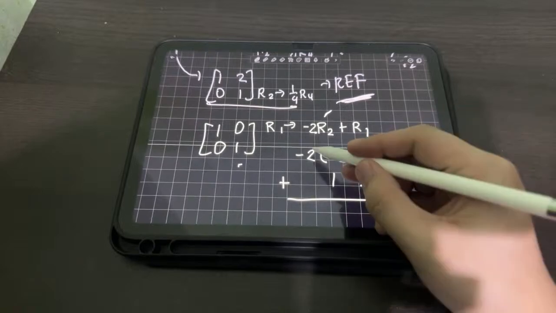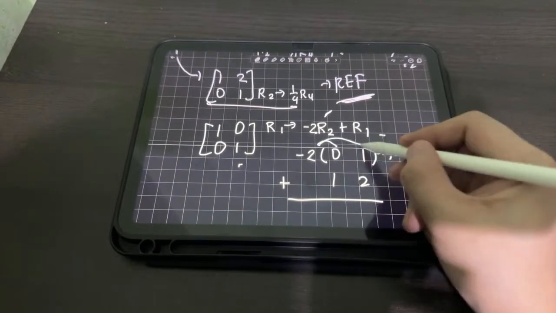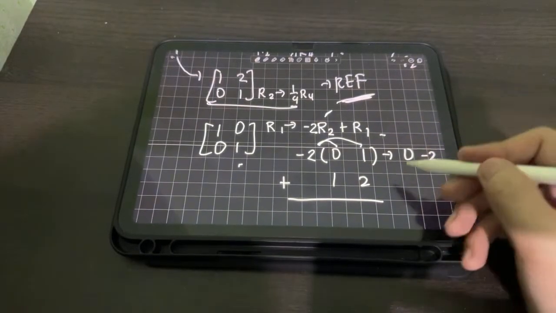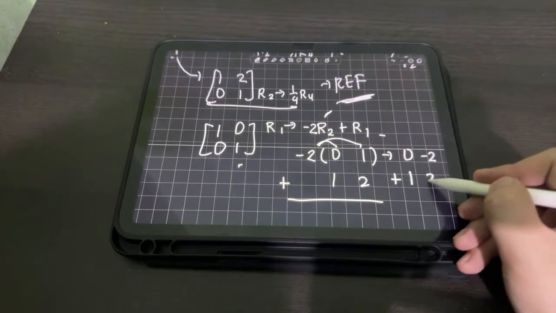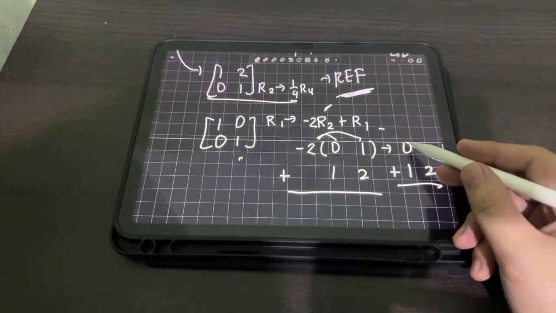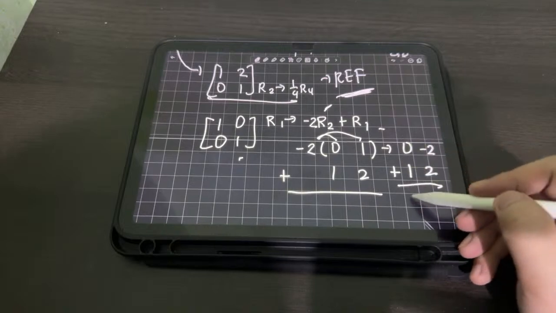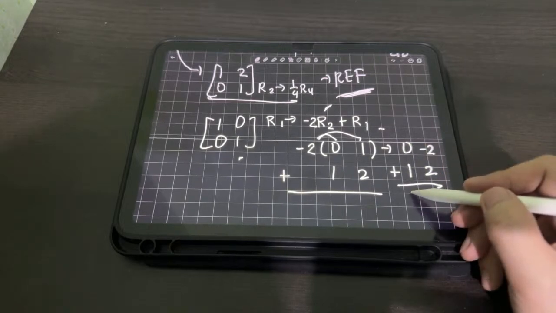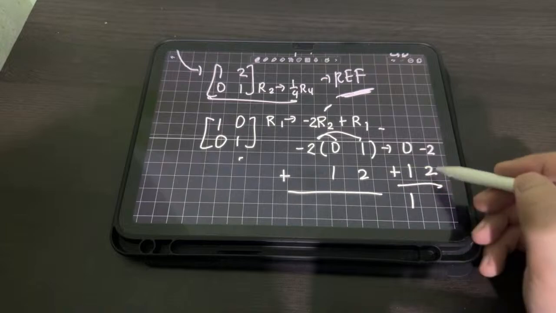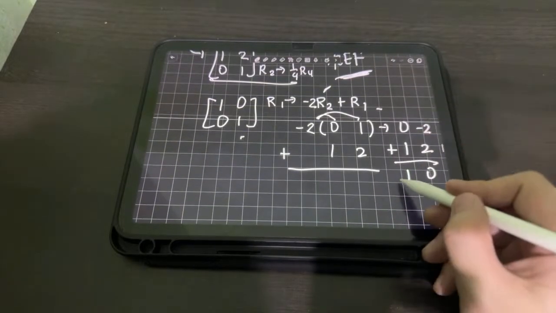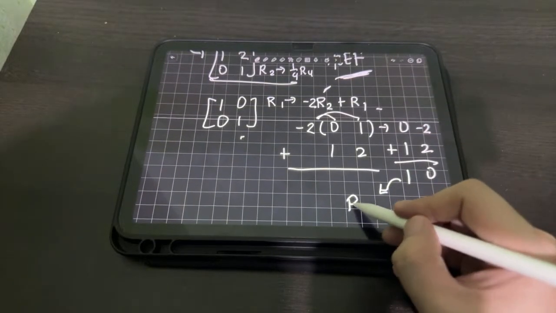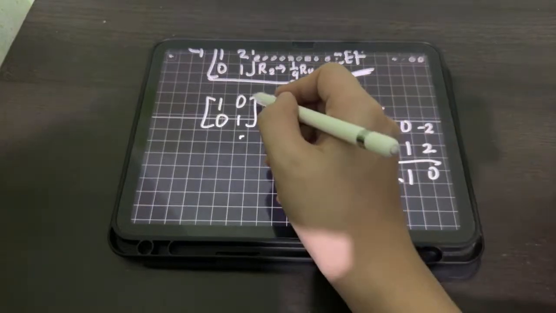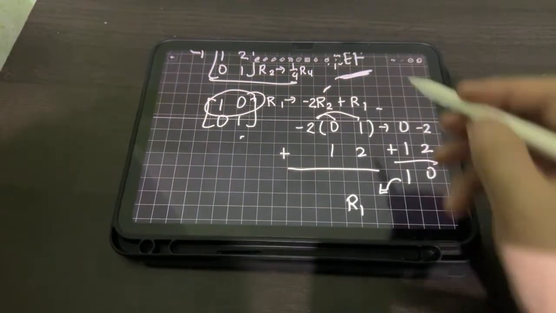So this will become 0. You distribute this negative 2, then plus 1, 2. So you will have 0 plus 1, that's still 1. Then negative 2 plus 2, that's 0. So this will be the new form of your R1, which is 1, 0, right?